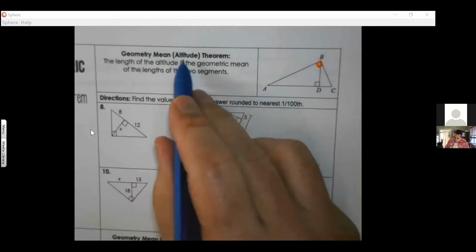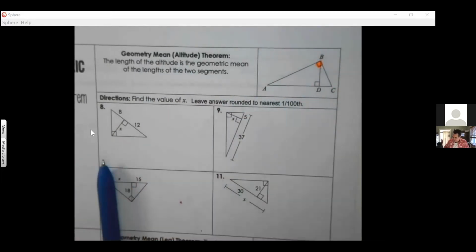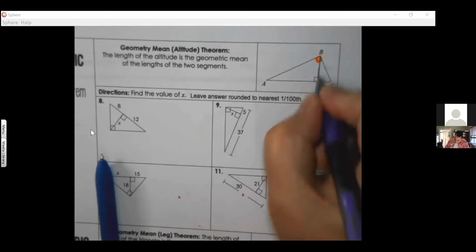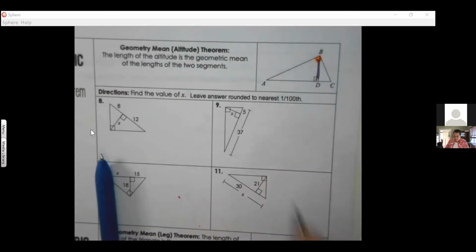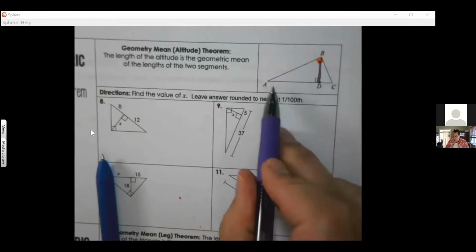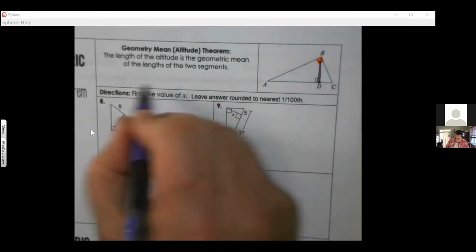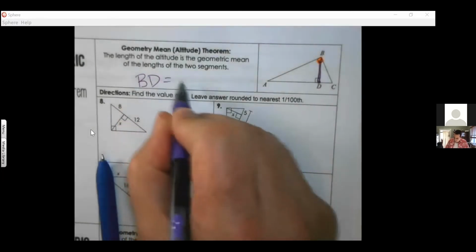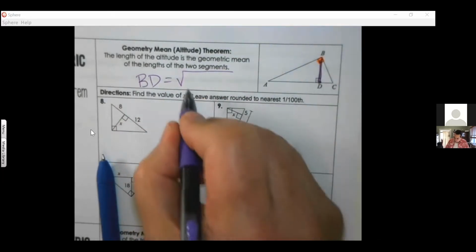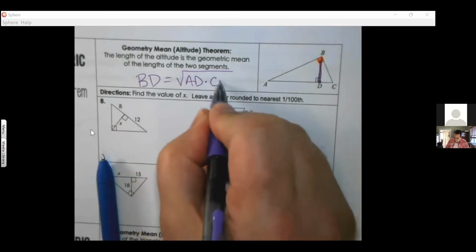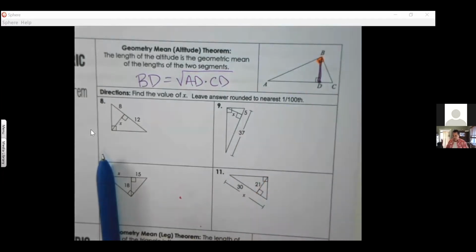No, excuse me, I'm looking for the altitude. So if I want to find BD coming straight down there, I need to go to the bottom of that to point D and find out what other segments end in D. Well, BD would then be the square root of AD times CD, the other two segments that end at point D.